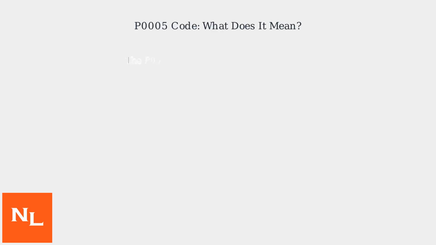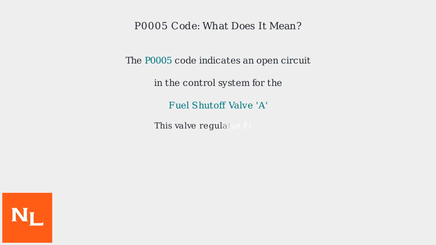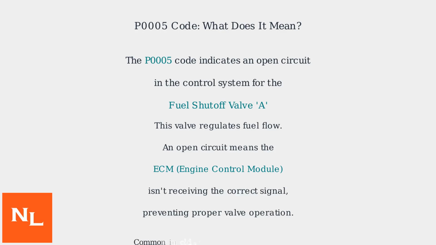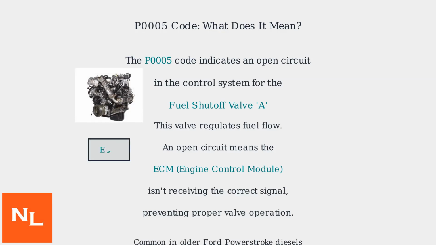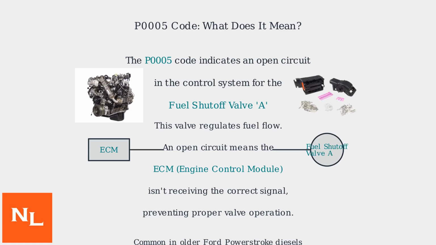The P0005 code indicates an open circuit in the control system for the fuel shutoff valve A. This valve is crucial for regulating fuel flow, and an open circuit means the ECM isn't receiving the correct signal, preventing it from operating the valve properly. This is most commonly seen in older Ford Power-Stroke diesel engines like the 6.0-liter and 6.4-liter models.